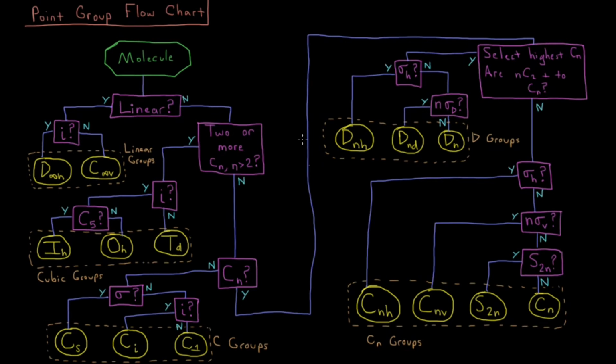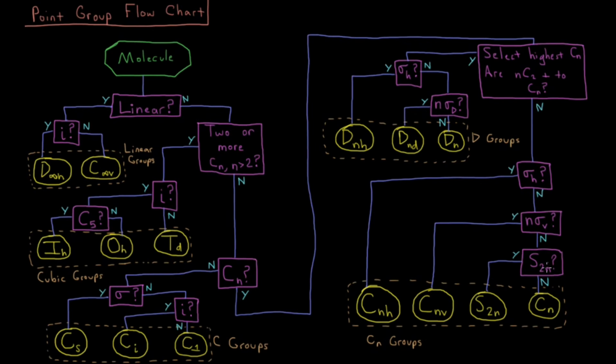Okay, so those are all the dihedral groups. Then if you don't have those NC2s, what are you left with? If you have a sigma H, then yes, you're a CNH. If you don't and you have N sigma Vs, like water has a C2, it doesn't have two more C2s, it doesn't have a sigma H. It does have two sigma Vs. It has sigma V prime. So water falls into C2V because it had a C2 and two sigma Vs.